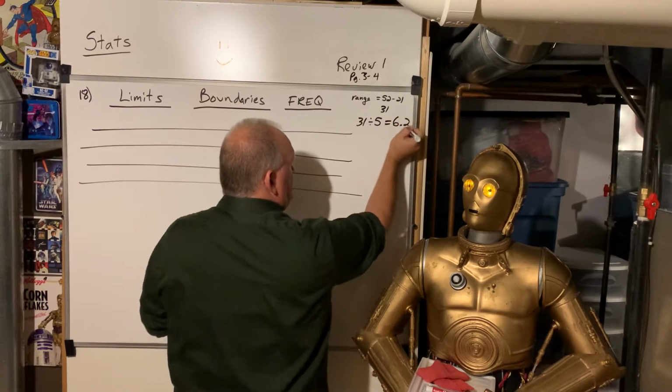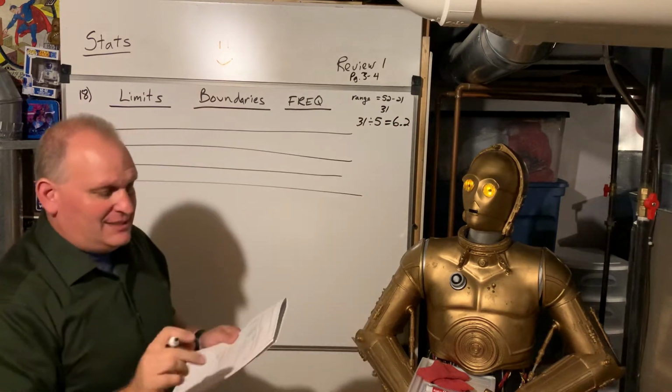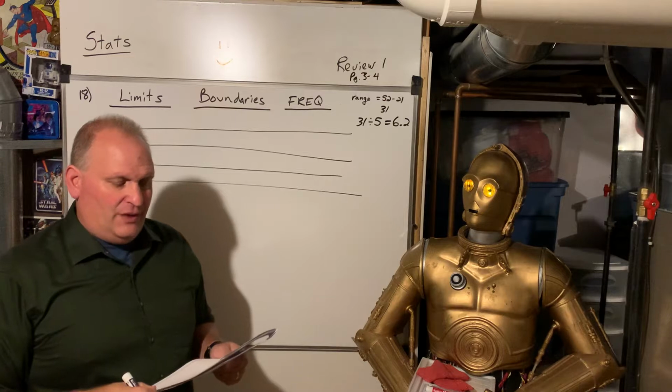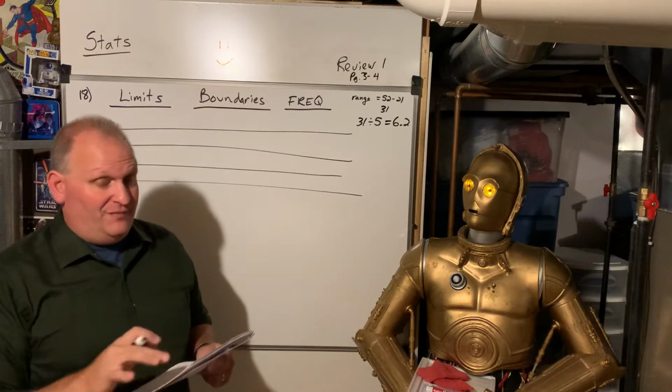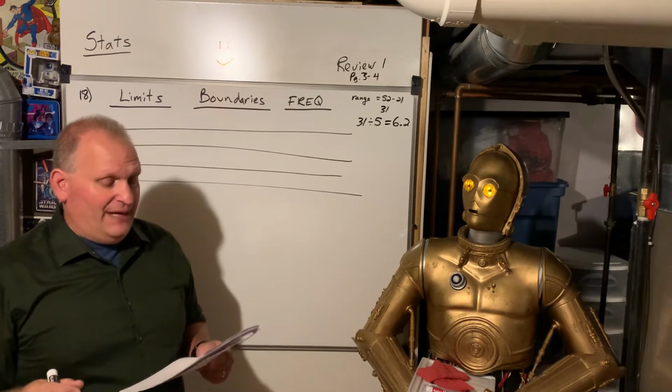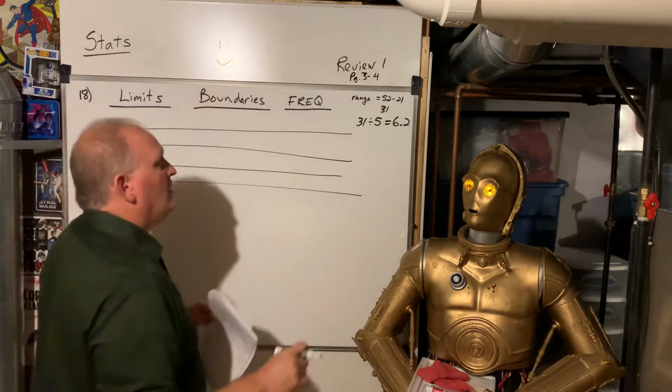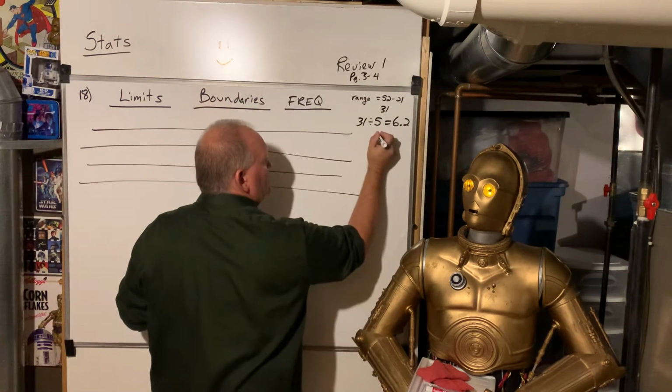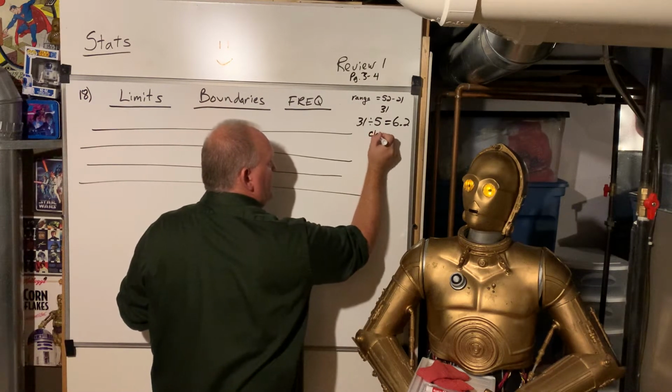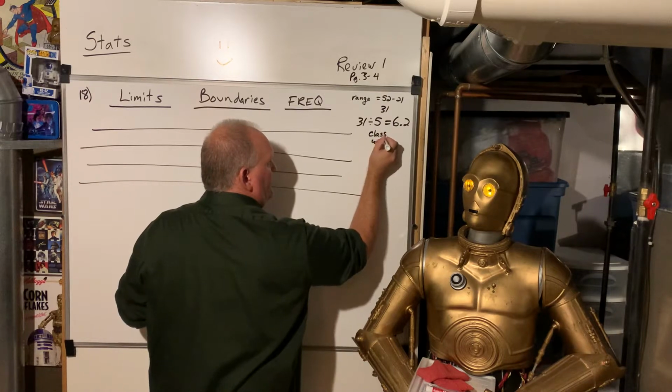Now on the key, it looks a little bit like a minus. It just didn't copy off well. So 31 divided by 5. That shouldn't be minus 5. That should be divided by 5. That's how we got to 6.2. Now 6.2 we're not going to use. We're going to actually use 7. So the class width is 7.